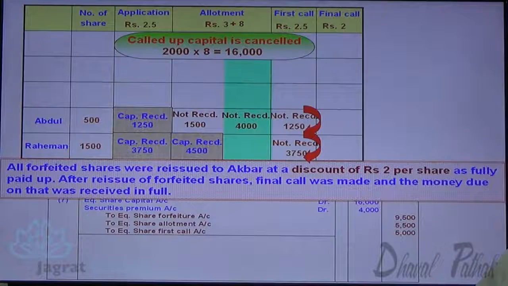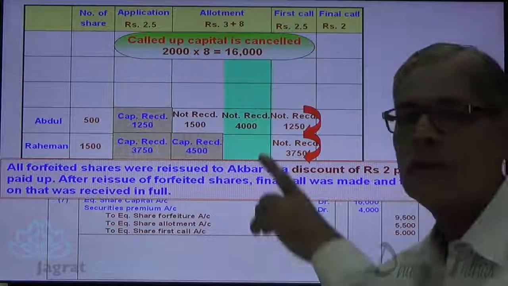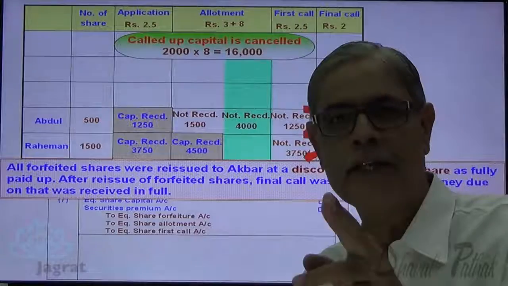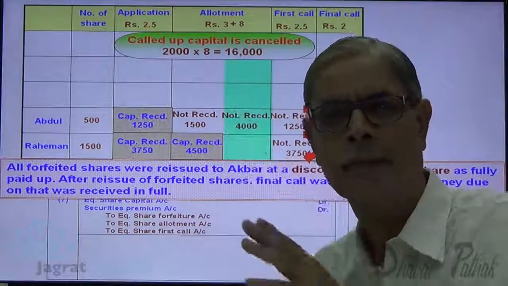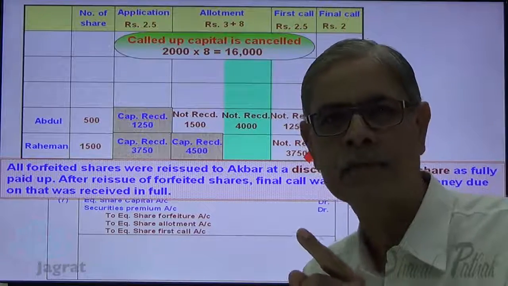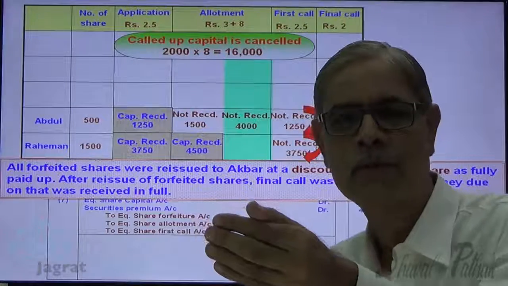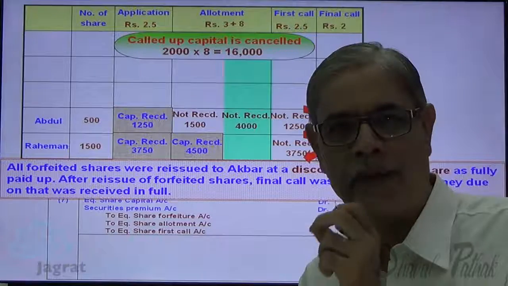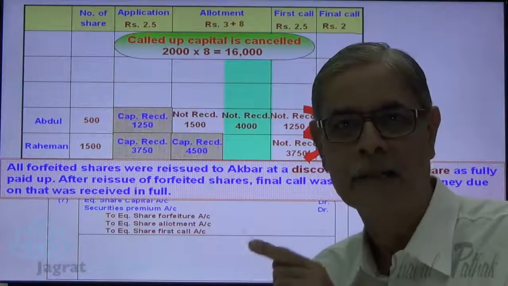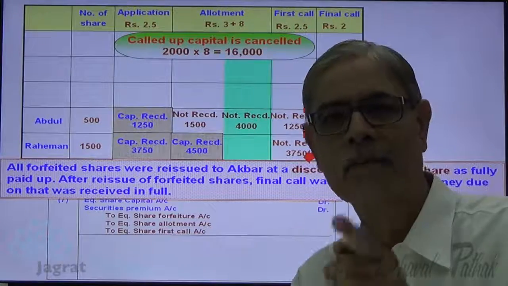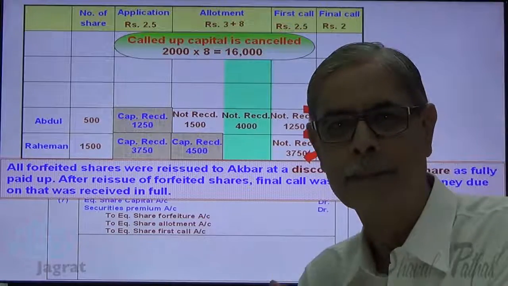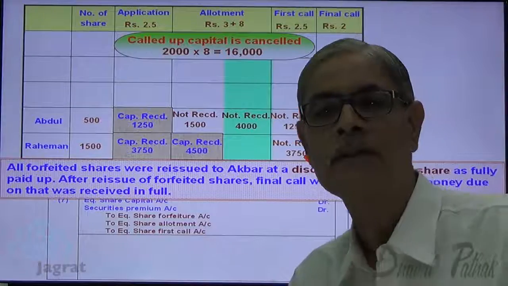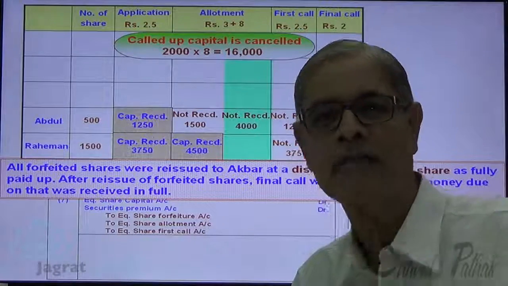Now I want to write the reissue entry. All these shares are reissued at a discount of ₹2 per share as fully paid up. Fully paid up means shares are reissued where the amount paid up to be considered is 10 and the called up capital cancelled was 8. So share capital account gets credited at the rate of ₹8 per share and ₹2 is the calls received in advance, that is final call received in advance.